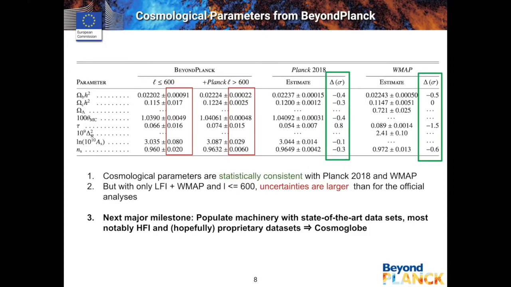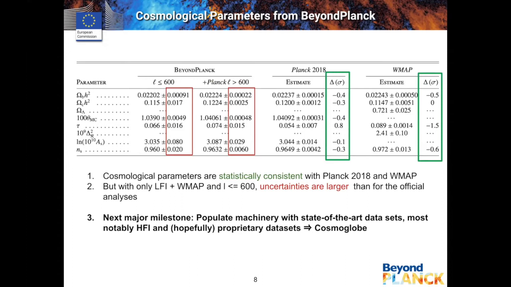So what are the cosmological parameter estimates for BeyondPlanck? These ones in the red boxes. These estimates come from the BeyondPlanck full likelihood alone, and these results come from extending the multipole range up to 2500 using the Planck likelihood code for L greater than 600. And as you can see, we are in very good agreement. We are statistically consistent with the Planck 2018 and Commander results. The only difference is the uncertainties. We have larger error bars on parameters, and this comes from the fact that we are using only LFI and Commander and a limited multipole range.